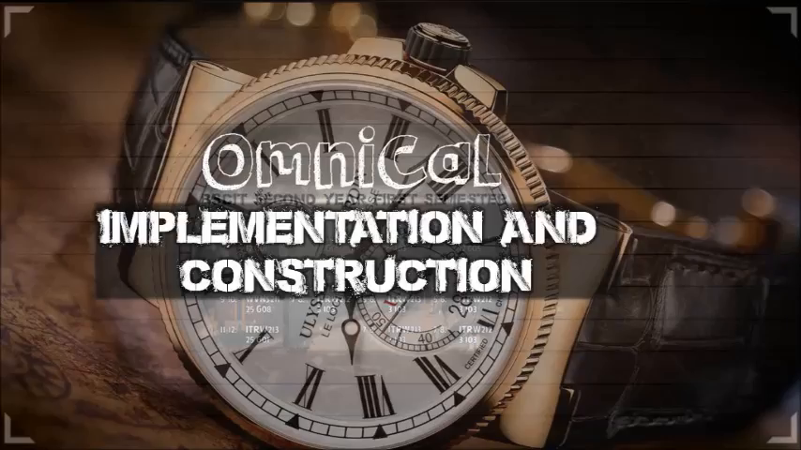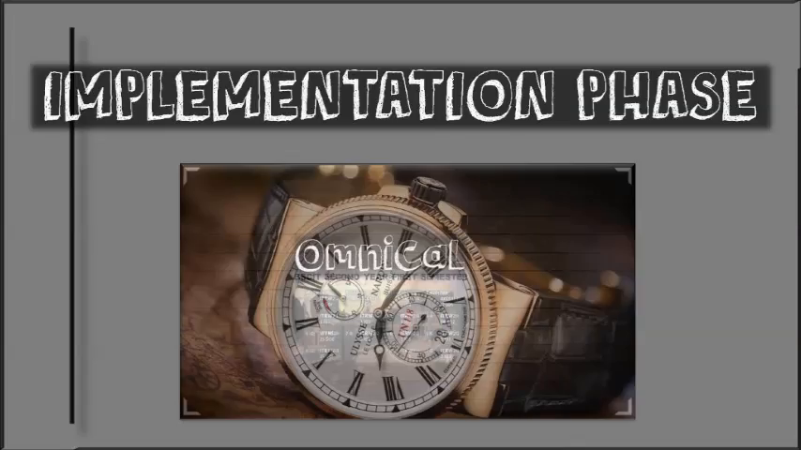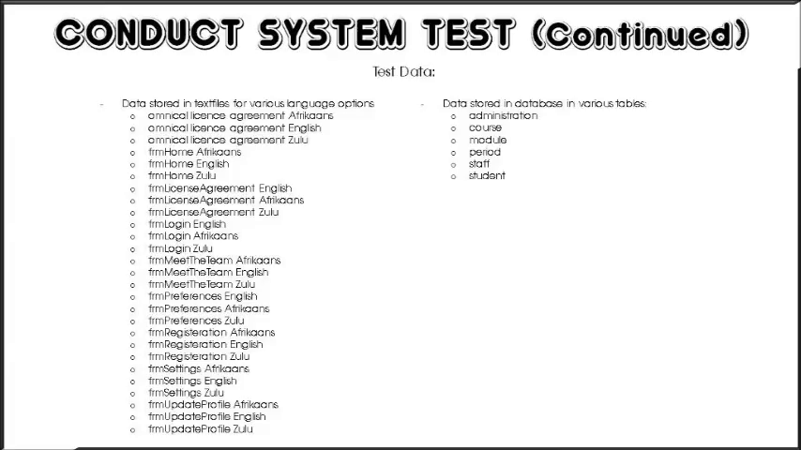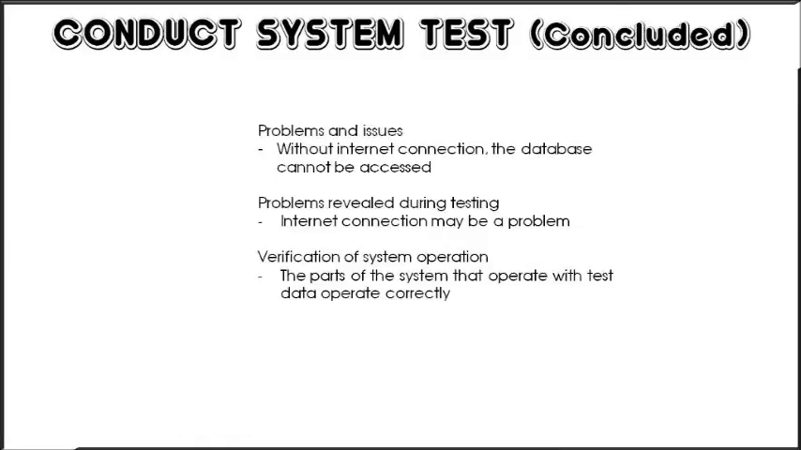System implementation and construction. Implementation phase. Omnical system test results are laid out below. Furthermore, we have test data for our system test that has been conducted. Here we have the results of the system test.